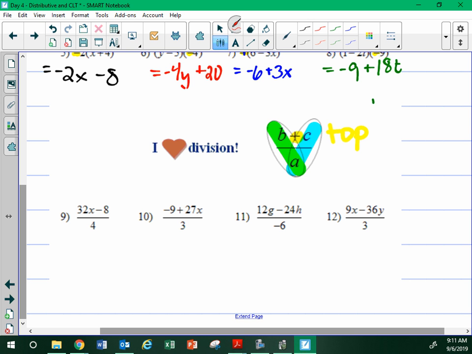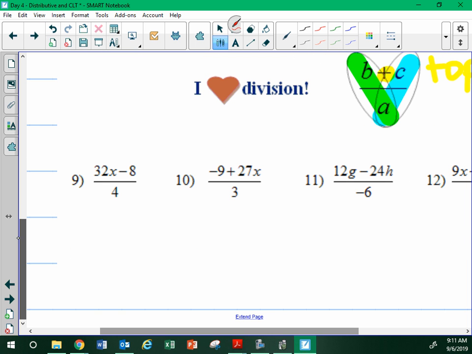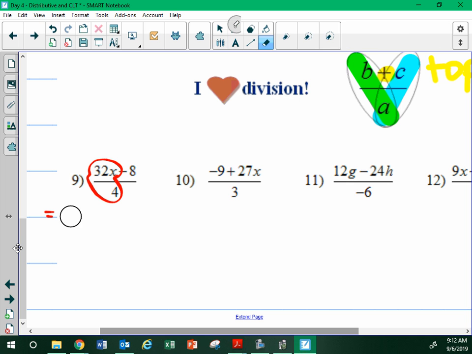All right, so again, I heart division. So I want to first do 32x divided by 4. So our x is going to just hang out there. 32 divided by 4 is 8x. You know what? I'm going to first write it where we split it up. I'm going to just go and split it up first.